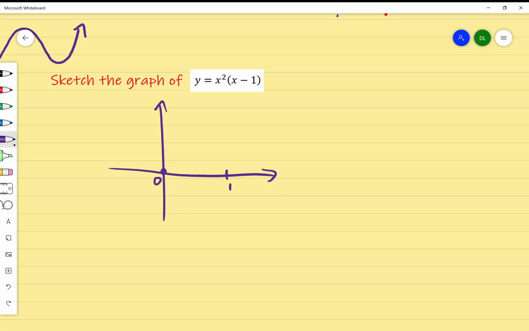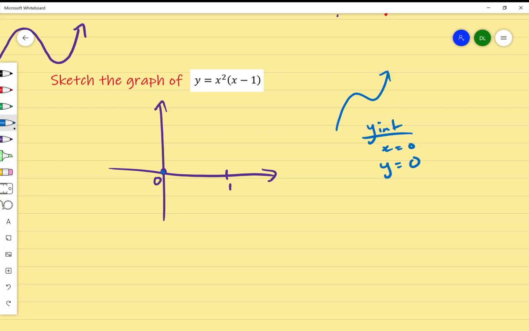Is it a positive or negative cubic? It's a positive. So I know it has this kind of general shape. I know it goes up first, then back down, comes back up. Now, let's find my y-intercept. So for the y-intercept, I let x equals 0, I get y equals 0. 0 times whatever it is, it has to be 0. So I know that it goes through this point here. Does that make sense? Yeah?